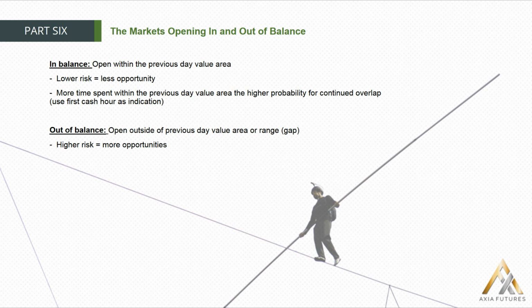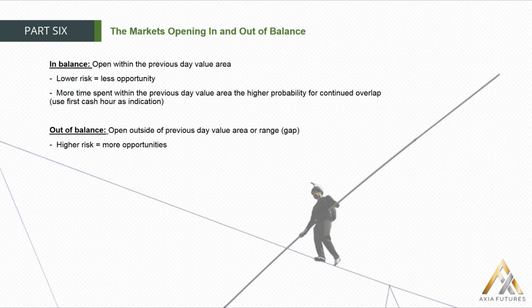So, as we can see, a market that is in balance opens within the previous day's value area. So, where the market accepted prices the previous day, where buyers and sellers said, we are happy to agree this is the fairest price on the day, if we open in and around that fair value, the market is said to be in balance. Now, remember, when we're in balance, the market is said to be in firm control.